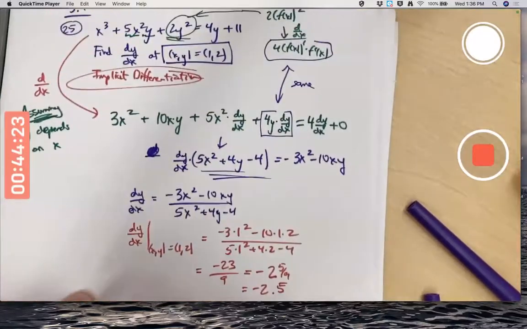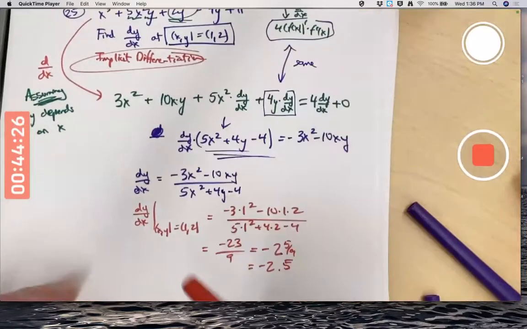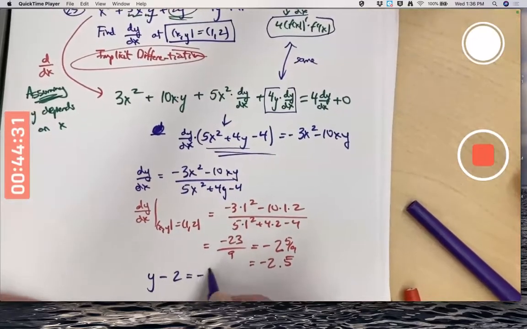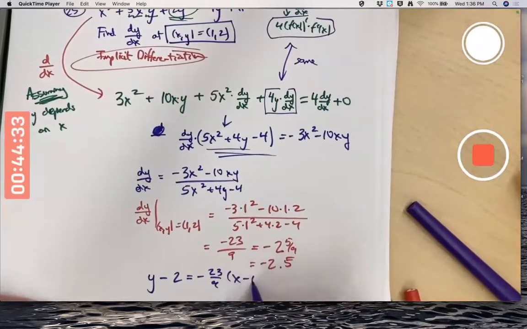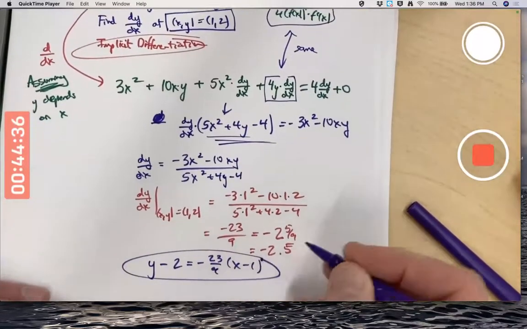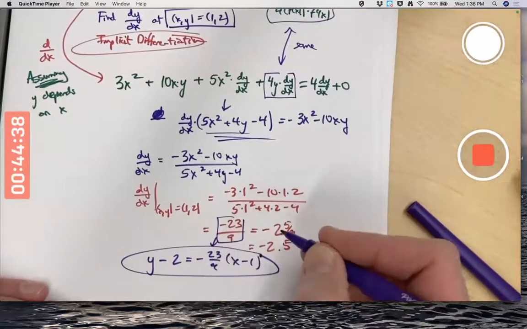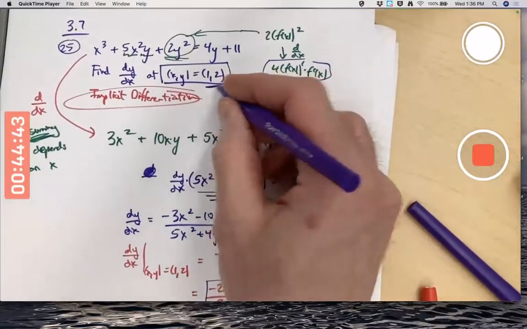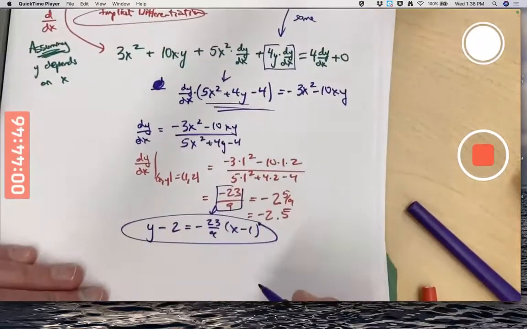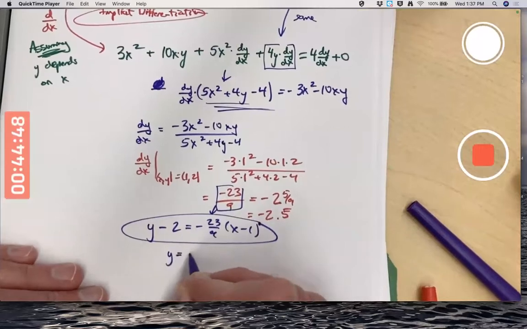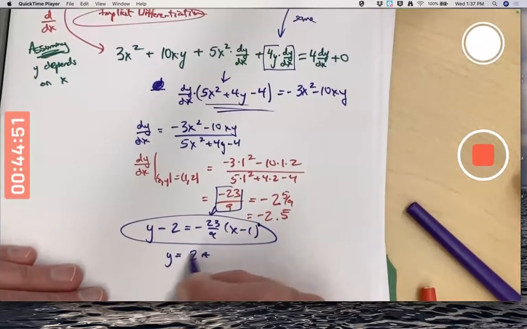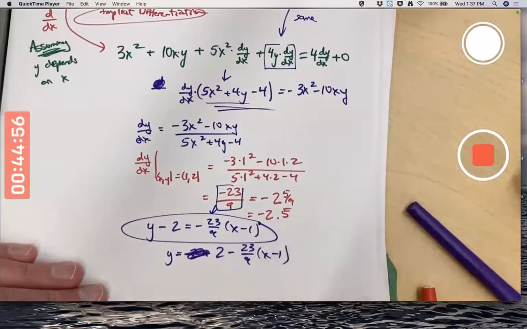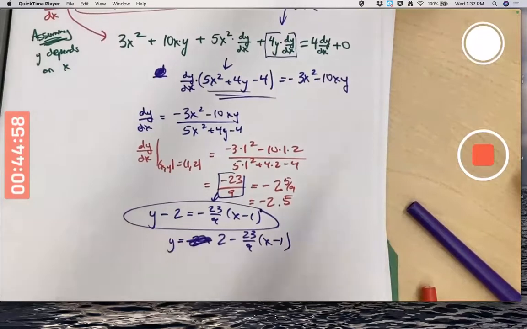And you could then find the equation of the tangent line using this point. The equation of the tangent line would be y minus 2 equals negative 23 ninths times x minus 1. Where did I get that? The slope is negative 23 ninths. That goes there. I'm using point slope form. The 2 and the 1 come from the point itself. X is 1, y is 2. We could solve this for y as a function of x. That is the equation of the tangent line. You could also expand it out into slope-intercept form if you like.